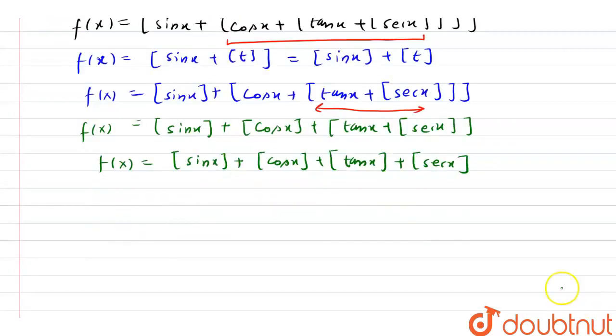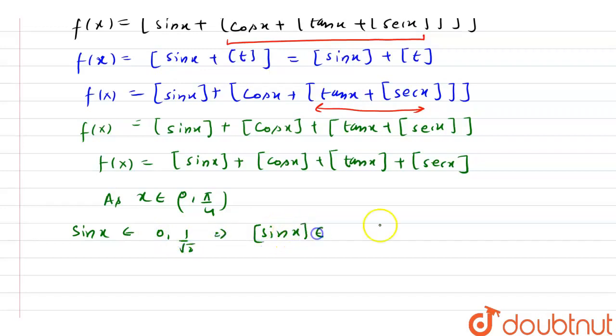Now what is my x here? As x belongs to 0 to pi by 4, sin x will belong to sin 0, which is 0, to sin 45, how much? 1 by root 2. So greatest integer of sin x will belong to greatest integer of 0 to 1 by root 2, and in between all these numbers are less than 1, so the answer is 0. Similarly, if x belongs to 0 to pi by 4, then cos x belongs to 1 to 1 by root 2.